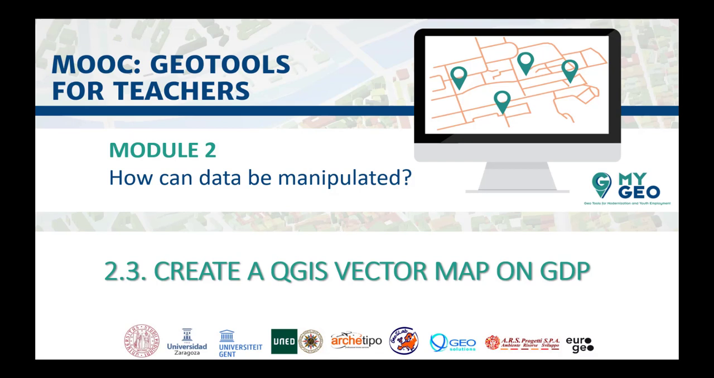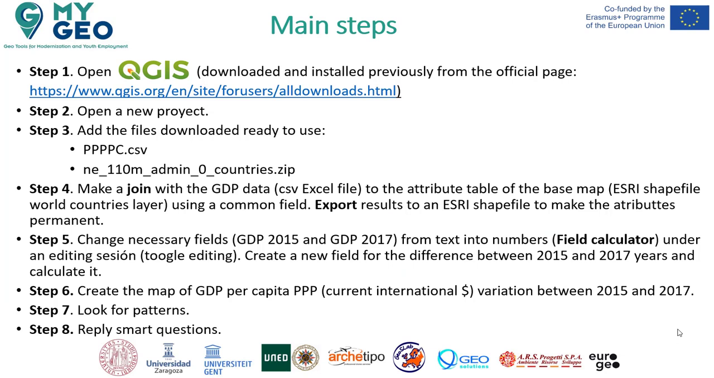Module 2. How can data be manipulated? Create a QGIS vector map on GDP. First of all, you need to install QGIS locally from the official web page. Check the QGIS release version first and install it according to your operating system.